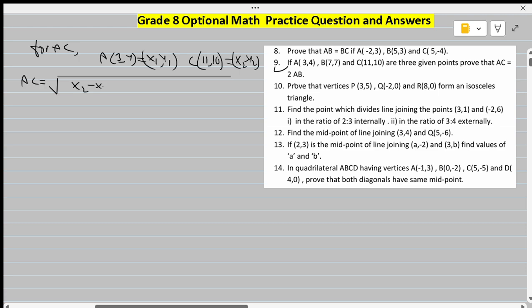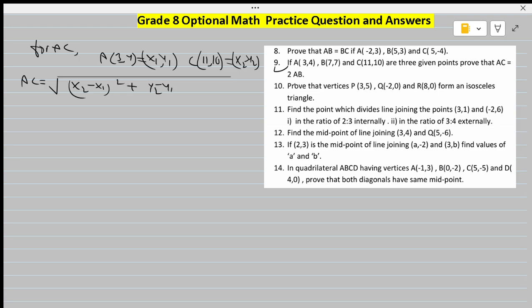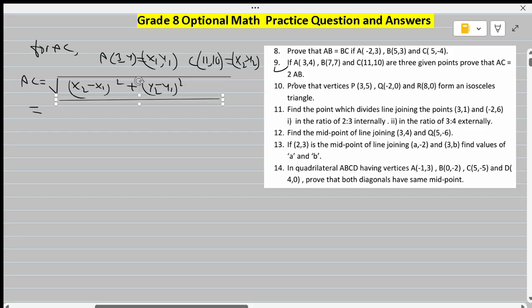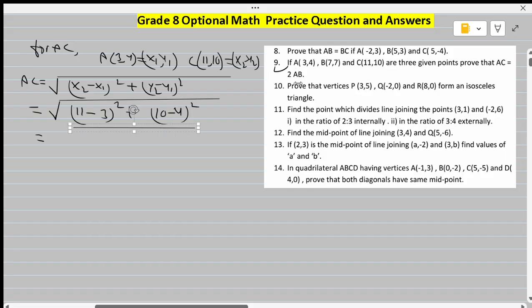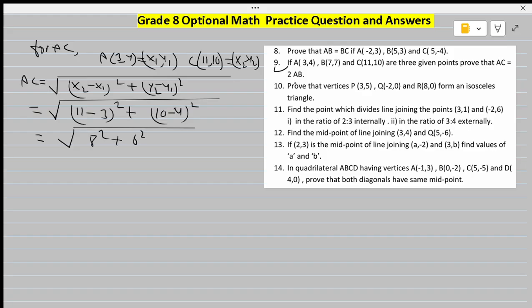x2 minus x1 squared plus y2 minus y1 squared. Now let's keep in their values. Here x2 is 11, x1 is 3, 11 minus 3 whole squared, y2 is 10, y1 is 4, 10 minus 4 whole squared. Once we do that, we get 11 minus 3 is 8, 8 squared, 10 minus 4 is 6, 6 squared. So 8 squared is 64, 6 squared is 36, and the sum is 100. The square root of 100 is 10. So we get AC equal to 10 units.